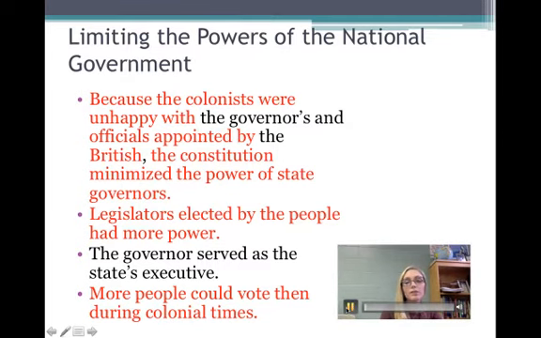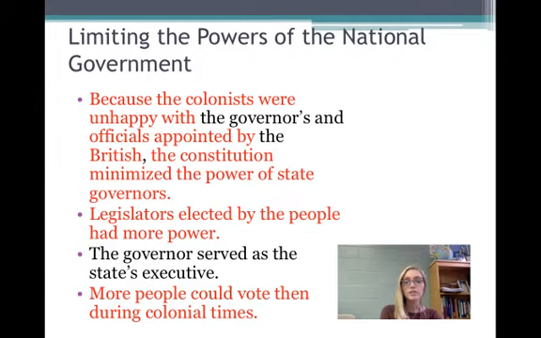Unhappy with the governors and officials appointed by the British, the Constitution minimized the power of state governors. So they wanted to create a document that would not put so much power in the hands of one central government. They wanted to have the power in the hands of the people. Legislators elected by the people had more power. So people that were elected by the people, like what we do now in democracy, had the most power.